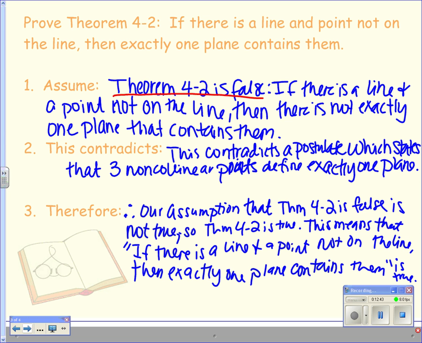It's a lot of writing. You're repeating yourself over and over again, basically. But that's all you have to do for those three steps: assume, contradict, therefore. I think they're easy.